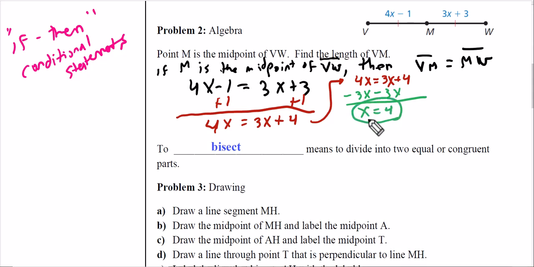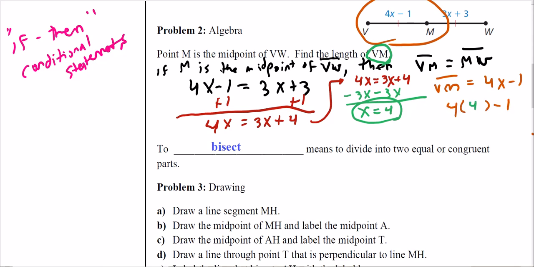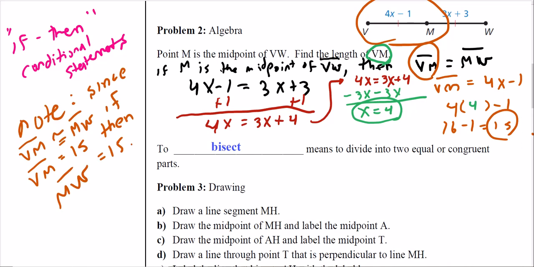And we get that x equals 4. But we need to find the length of VM. So how do we get that? We found a value for x, but we actually want the full length of VM. Recall from the diagram that VM is 4x minus 1. If we substitute back that 4, we get 16 minus 1 is 15. So the length of VM is 15.